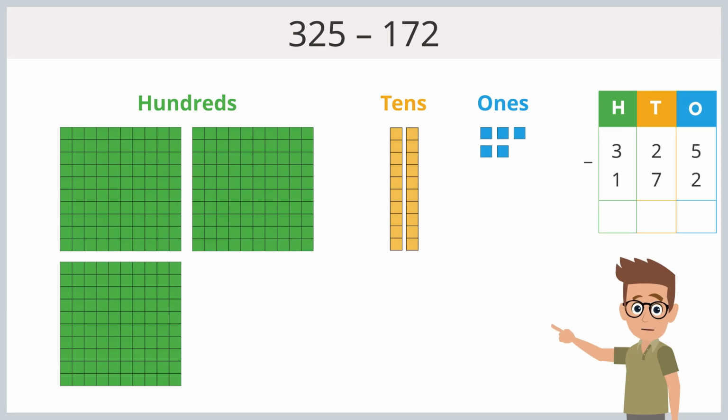We start subtracting from the smallest place value. So, we subtract the ones first. 5 ones minus 2 ones equals 3 ones. We have 3 ones left.